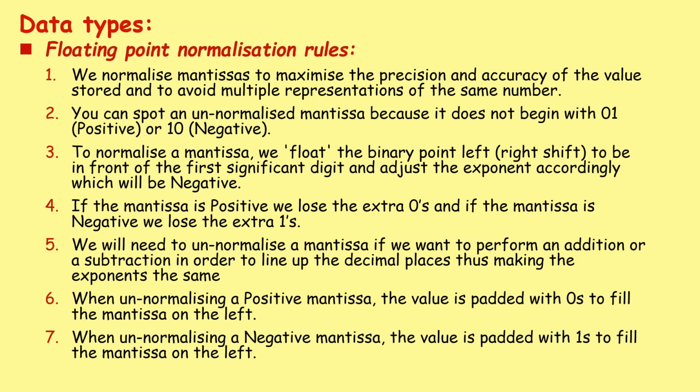We will need to unnormalize a mantissa if we want to perform an addition or a subtraction in order to line up the decimal places, thus making the exponents the same. When we unnormalize a positive mantissa, the value is padded with zeros to fill in the mantissa on the left. When unnormalizing a negative mantissa, the value is padded with ones to fill the mantissa on the left.